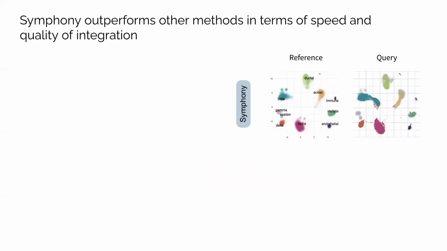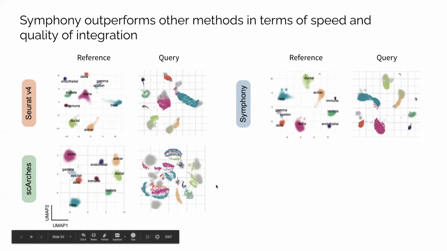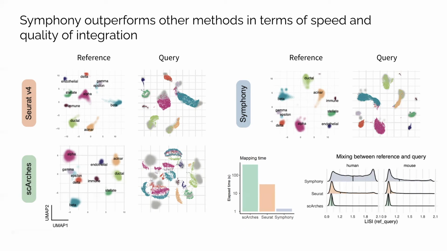These plots show the same example comparing Symphony mapping to Seurat and scArches. Reference cells are shown as a density in gray, with individual query cells plotted on top, colored by cell type. Compared to other methods, Symphony is much faster and better able to integrate the query cells among their corresponding reference cells, both across species and donors.